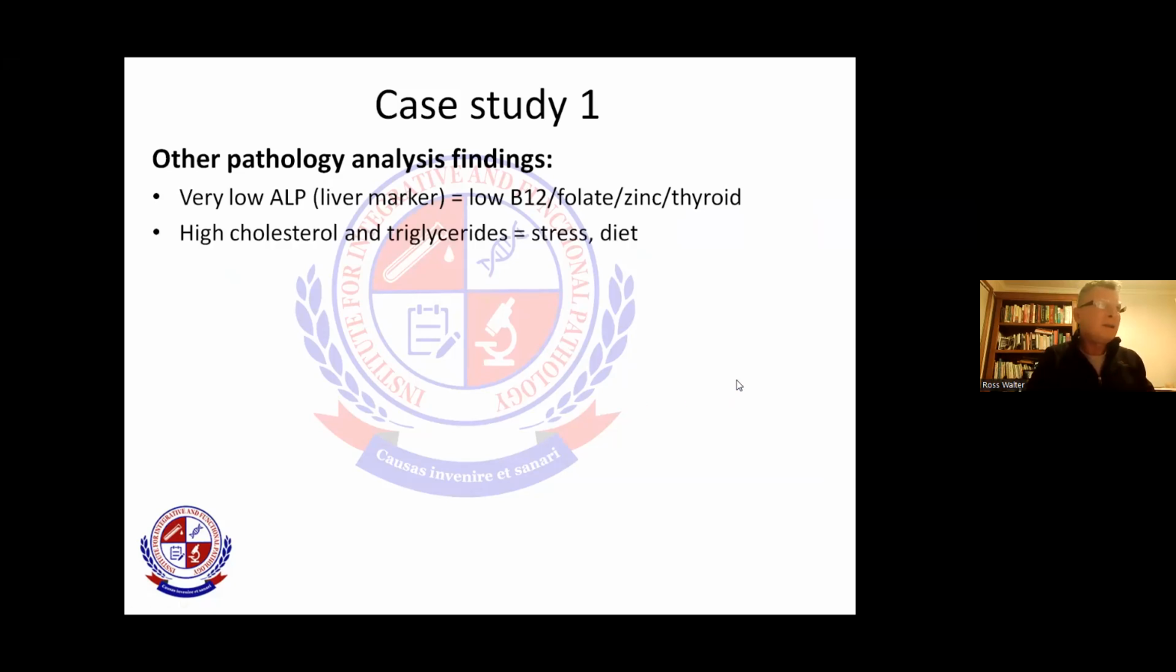She had slightly higher cholesterol. Not that I was really worried about it, but the doctors were. She also had high triglycerides. These indicate some level of stress in her life, which she obviously was having, and a diet too high in carbohydrates, which causes the high cholesterol and triglycerides.